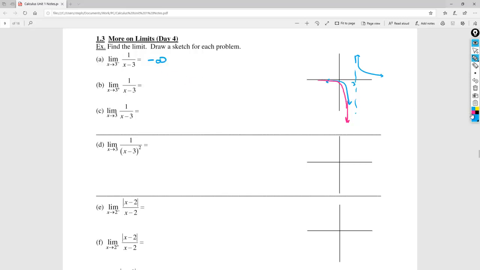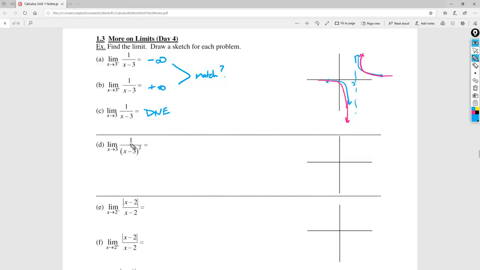Alright, now I want to know what happens when I approach from the right. So if I approach 3 from the right, it looks like I shoot up. You gotta do the sound effects. So it looks like I go to positive infinity. So my question to you is, do these two match? Are they the same? I don't think negative and positive infinity are the same. So since that is the case, I say that my limit does not exist. Right? It has to be the same coming from both directions.